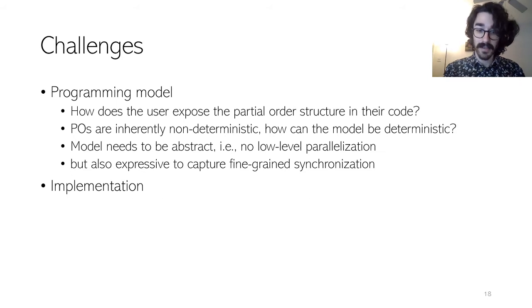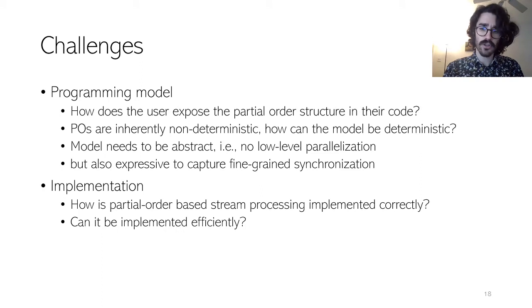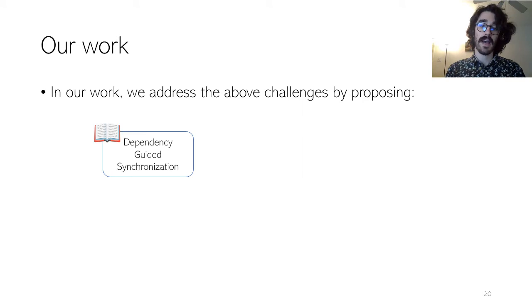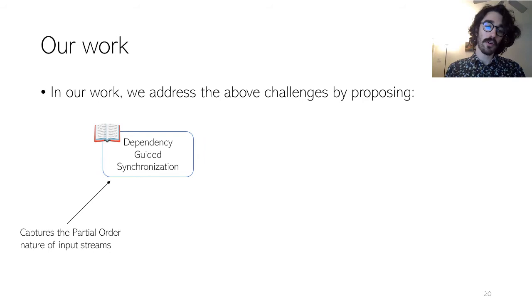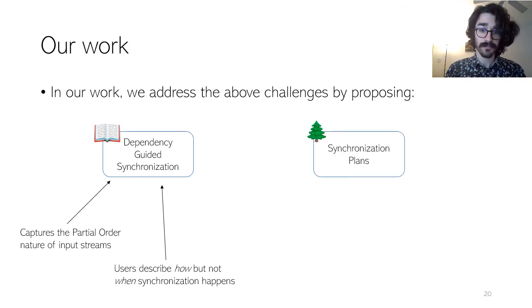And there are also challenges in the implementation layer. For example, how is the partial order-based stream processing implemented correctly, and can it be implemented efficiently? To answer all of these questions and to address these challenges, we present our work on dependency-guided synchronization. As I said in the beginning, we propose, first of all, a programming model called dependency-guided synchronization. This programming model captures the partial order nature of the input streams and is high level, in the sense that users describe how, but not when, synchronization happens.